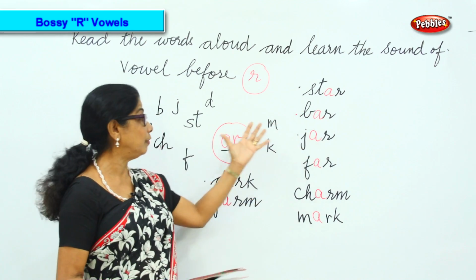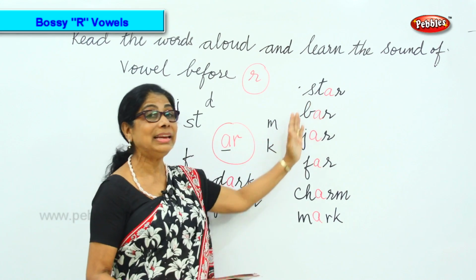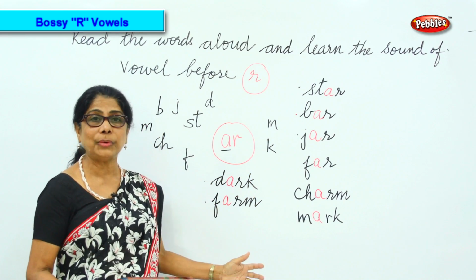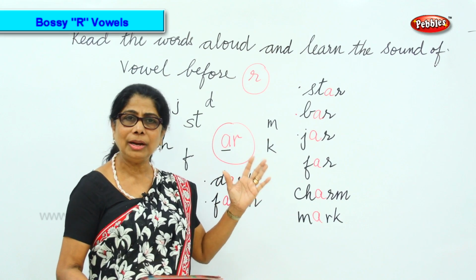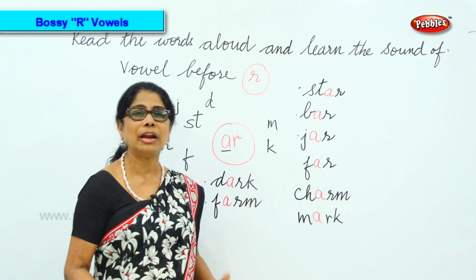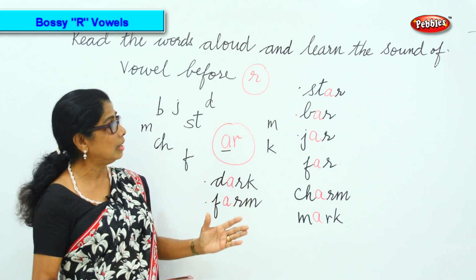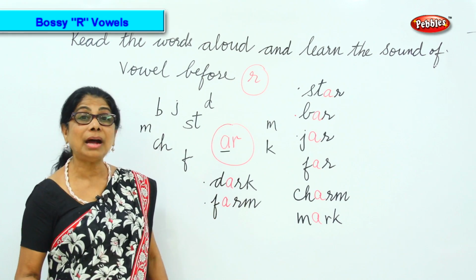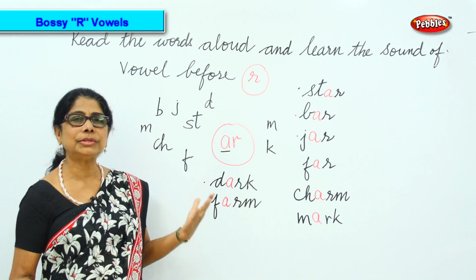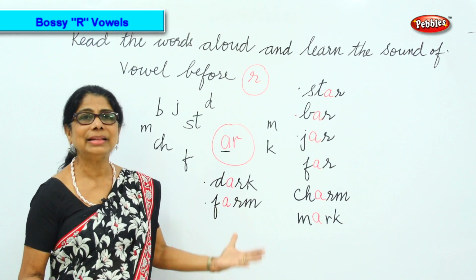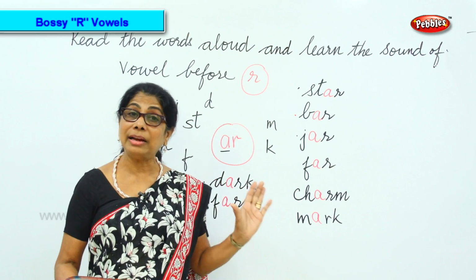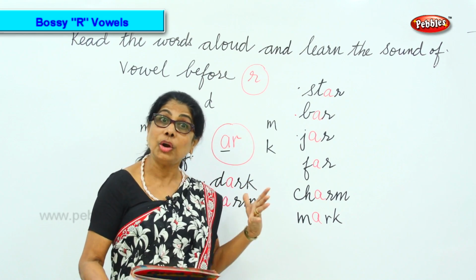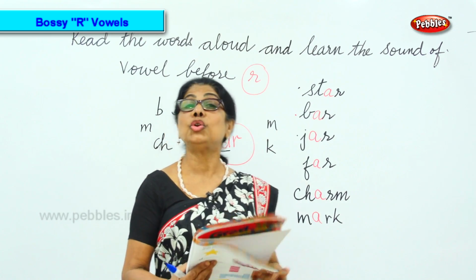So we must be very careful. R sound, we have letter A, vowel A before R, and that's what we learn to do now. Being very careful, looking very carefully that before the R we have vowel A, that is in star, in bar, jar, far, charm, mark, dark, farm. For you it is nice to look at it very carefully. There is a vowel before R, and the sound of A and R together, R. The R is strong, not A, not the vowel. Vowel not strong.